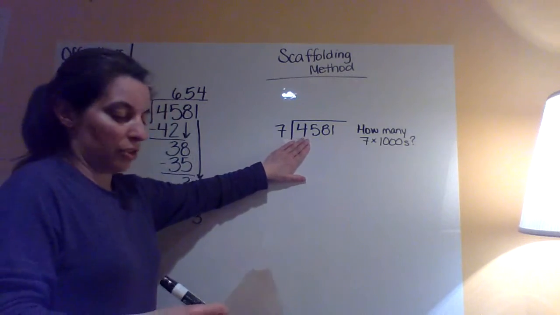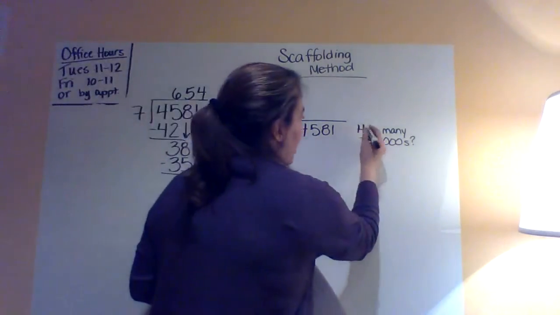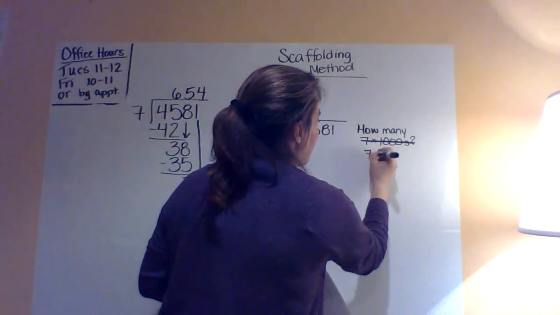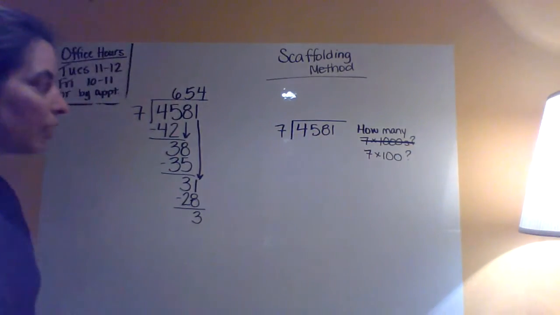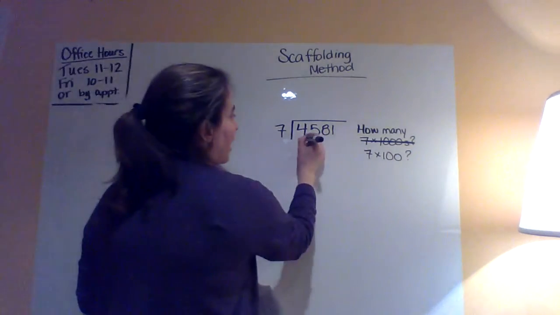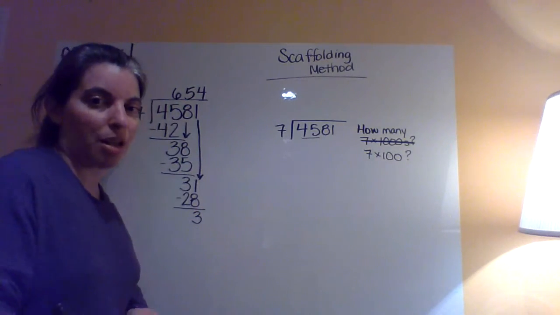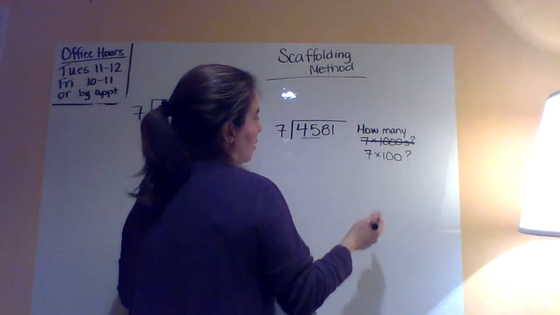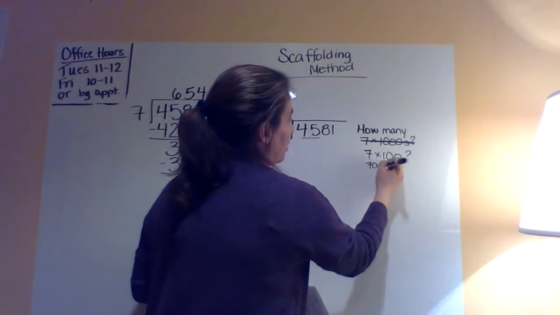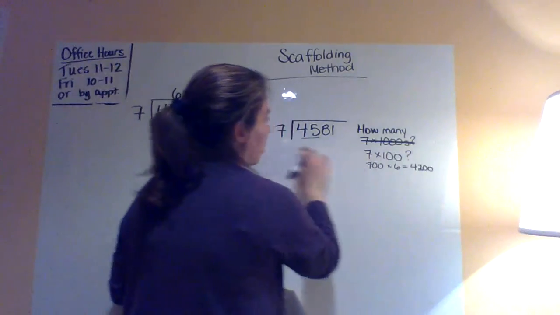So I can't do that. So then, just like before, I look at 45. So I can't put any thousands in there. How many groups of 7 times 100? Well, I'm looking at this 45 and really thinking about it being 4,500. So I could put 6 groups, okay? Because 700 times 6 would be 4,200.